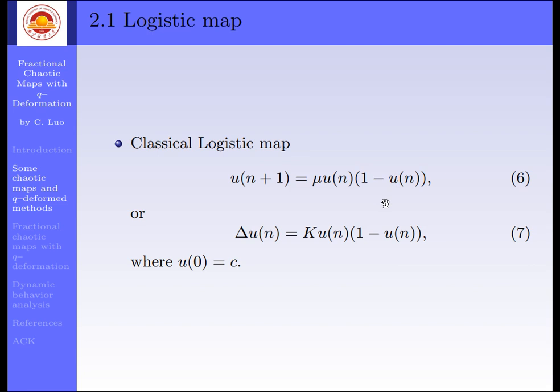Equation 6 arises, for example, in the case of population growth. As is known to all, the famous logistic map was popularized by May in 1976. The system exhibits chaotic behaviors for most values of the growth coefficient mu between 3.7 and 4.